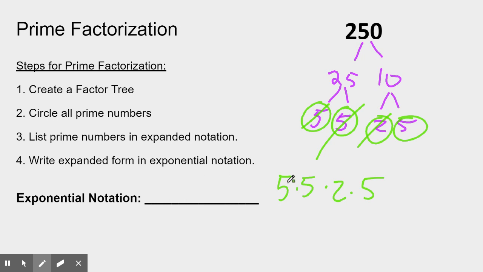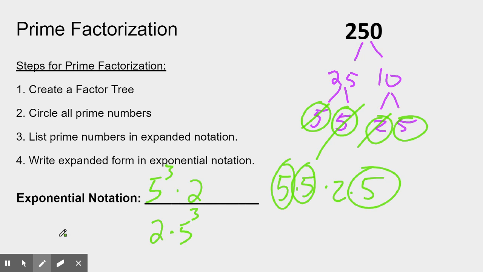Now we need to write it in exponential form. Do I have any numbers that repeat? I sure do. I have 5 that repeats. So I'm going to write my base. And since it repeats 3 times, my exponent will be 3. And I'm going to finish this off by writing times 2. You also could have written this as 2 times 5 cubed, and it means the exact same thing. So if you used a different factor than 25 and 10, but ended up with the same answer, great job.